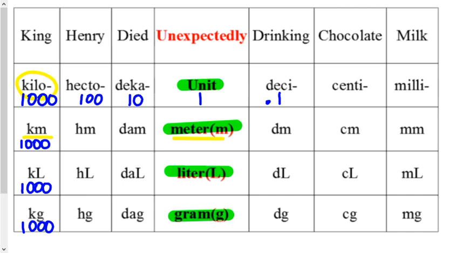Deci is 1/10, so a decimeter is 1/10 of 1 meter. A deciliter is 1/10 of a liter. A decigram is 1/10 of a gram. Centi stands for 1/100th, so a centimeter would be 1/100th of a meter. A centiliter is 1/100th of a liter, and a centigram is 1/100th of a gram. Milli stands for 1/1,000th. A millimeter is 1/1,000th of a meter. A milliliter is 1/1,000th of a liter, and a milligram is 1/1,000th of a gram.